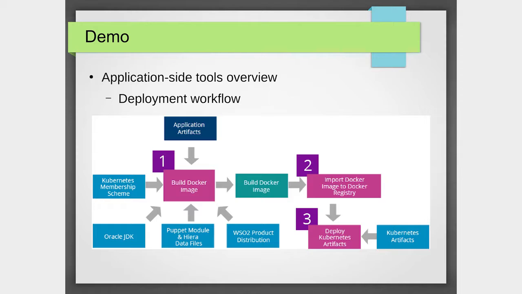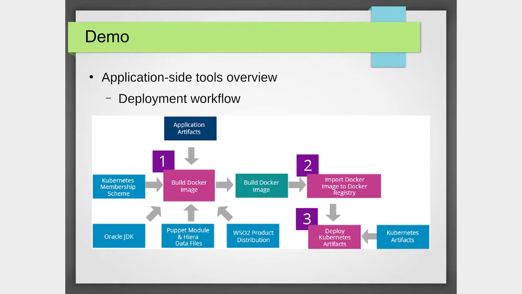Okay, quick step back. In our demo, we bypass step one and step two because we don't have enough time to do it. So just deploy the Kubernetes artifact. So every Docker image is already there. So we don't need to build anything, okay?